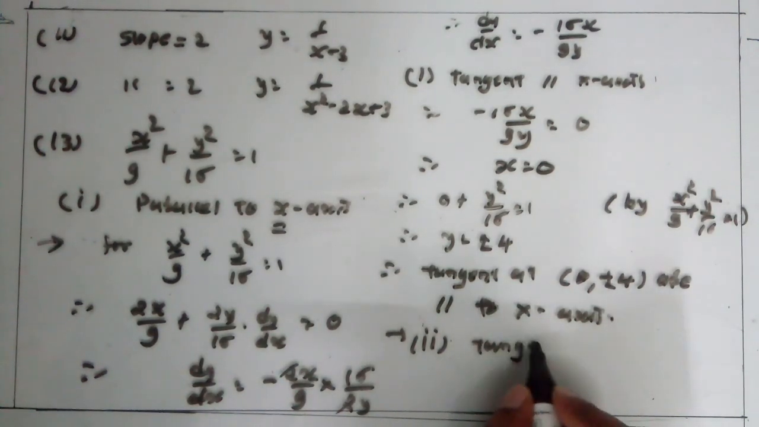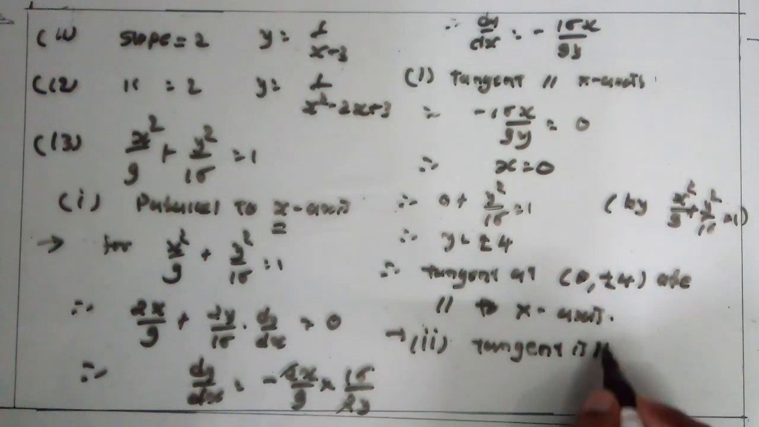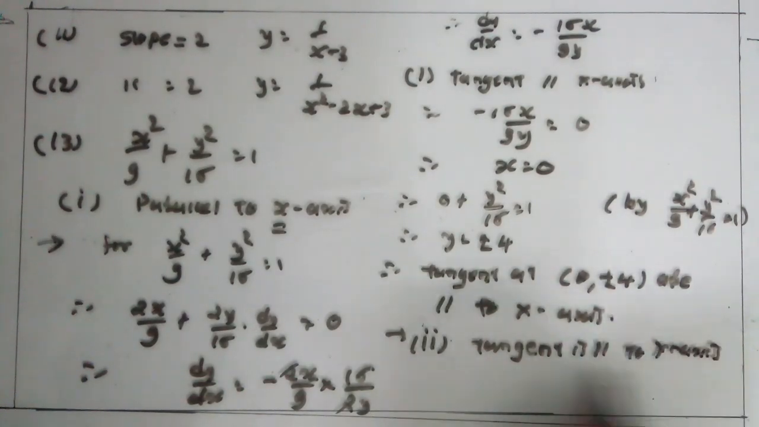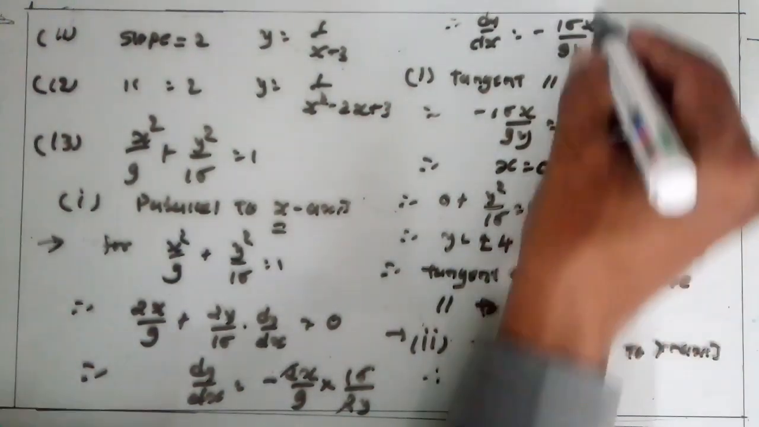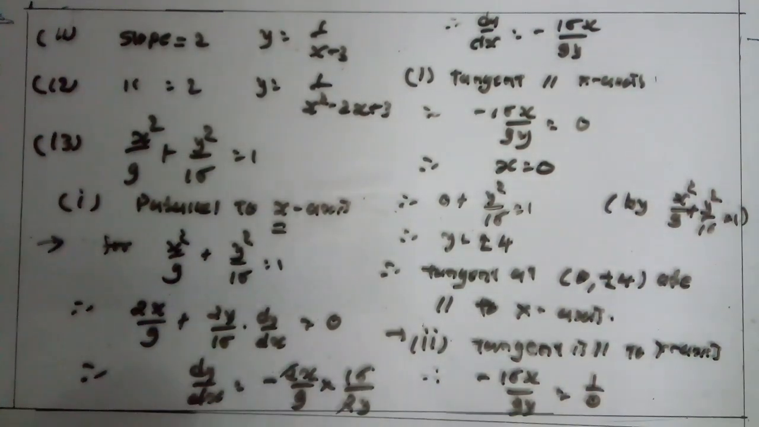Tangent is parallel to the y axis. Therefore, slope minus 16x upon 9y is equal to 1 upon 0, infinite, or compare 9y equal to 0. Clear? So 9y equal to 0.